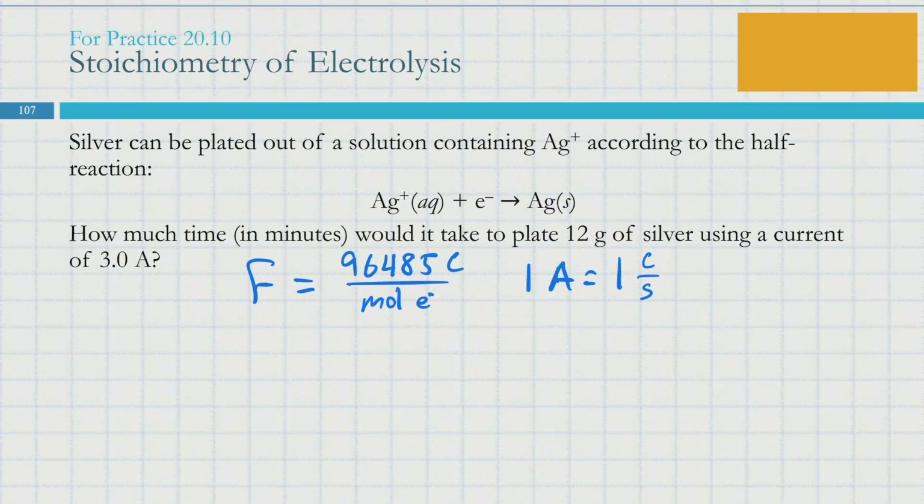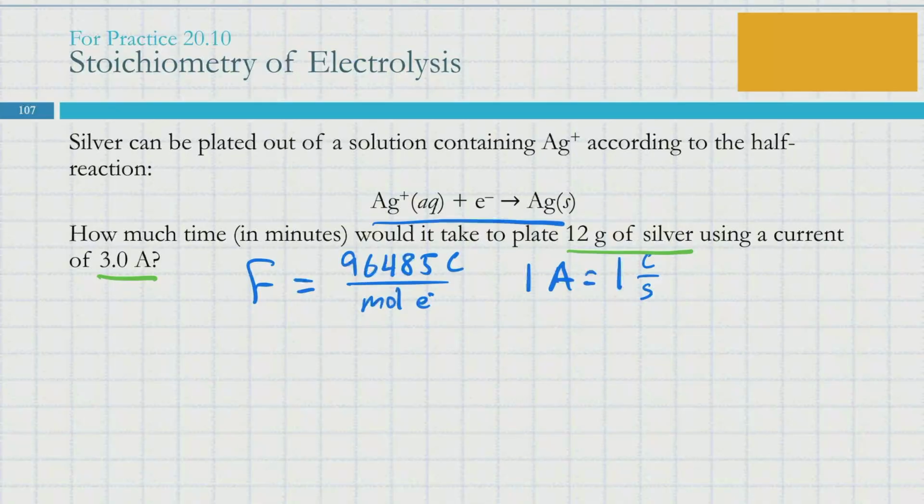I think you'll also have. I'll give you some time to give this a try. All right, so where to begin? Any ideas? Yeah, we can turn our grams into moles. We've basically got 3 pieces of information we've been given. We've got our reduction half reaction. We've got 12 grams of silver. We've also got 3 amps.